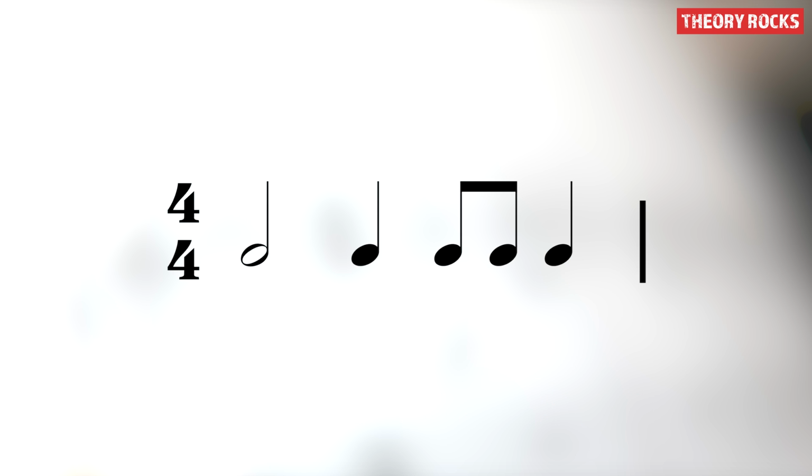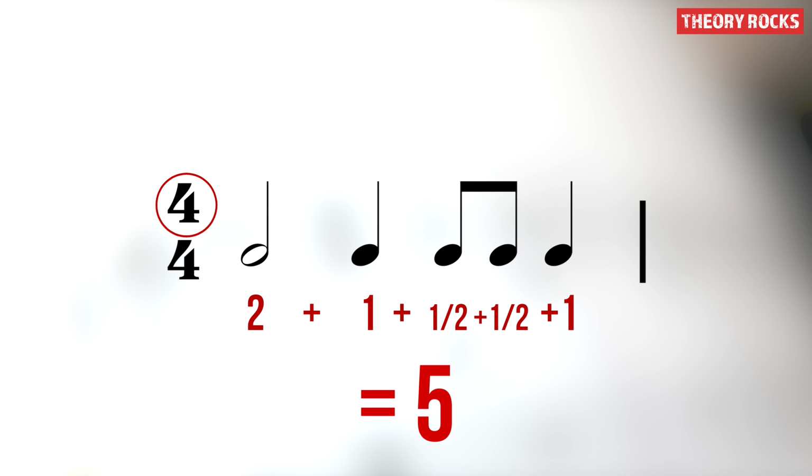So to finish off, take a look at this bar. Can you see anything wrong with it? How many beats in the bar? Well, the top number tells us there are 4 beats in a bar. How many notes in this bar? Well, we have a minim, a crotchet, 2 quavers and another crotchet. That comes to 5 beats, which means there are too many beats in this bar.